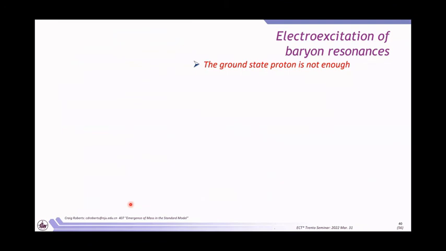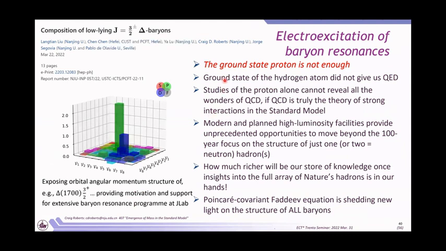Before I go on, I'd like to pick up that notion I said before about nucleon-to-resonance transitions. For 100 years, we've been working on the proton, but the ground state proton is not enough. Studying the ground state of the hydrogen atom did not give us QED. So studies of the proton alone cannot reveal everything there is to know about QCD, especially if QCD is truly the theory of the strong interaction. We have modern facilities and planned facilities that can provide really extraordinary opportunities to move beyond this 100-year focus on the proton or neutron. And our store of information about nature will be so much richer if we can get our hands on this knowledge of the proton's excited states, the delta resonance excited states.